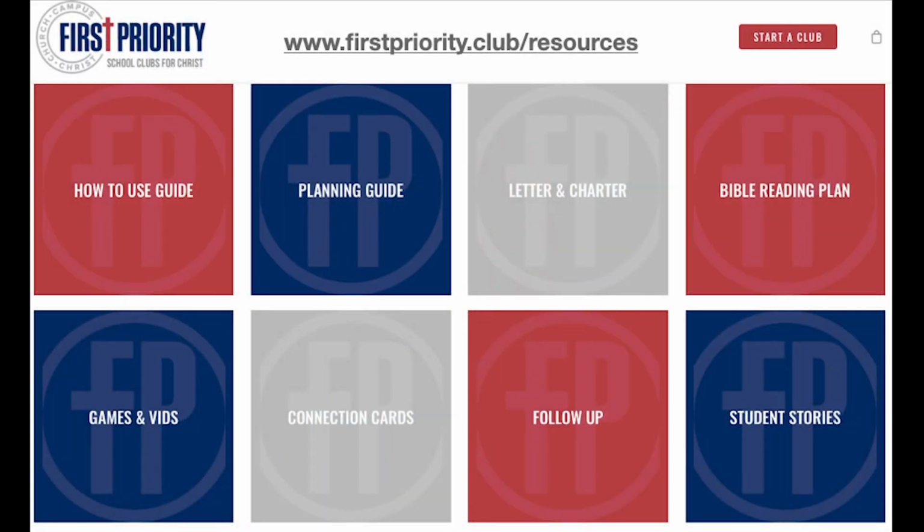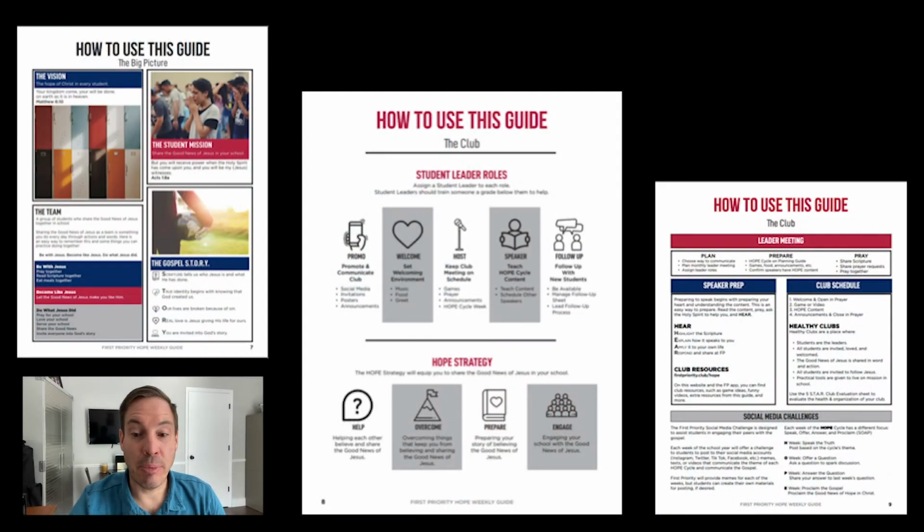If you go over to firstparty.club/resources, you will see a lot of red, blue, and gray squares in there. The first thing you're going to want to do is click How to Use This Guide, because How to Use This Guide gets into training your students and how to lead the club. It gives them the big picture about First Party, that they are there not as a Bible study, they are there to share the hope of Christ with every student. It explains their roles and what they do.